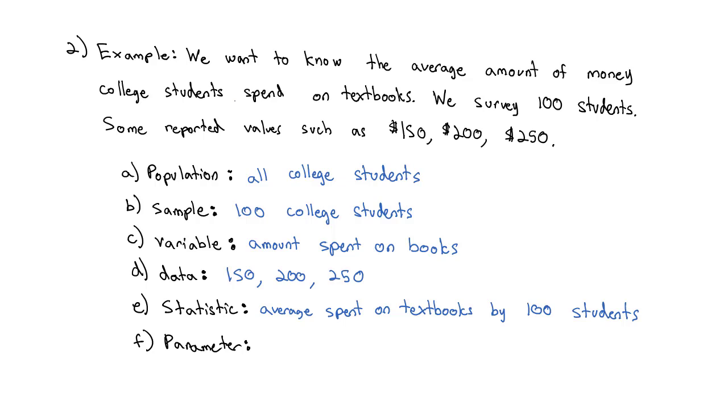The parameter is describing the population. It's still talking about the average spent on textbooks. But it's describing the population. It's by all college students. This key vocabulary helps us identify important parts of studies and calculate and make predictions about parameters as we develop through this course.